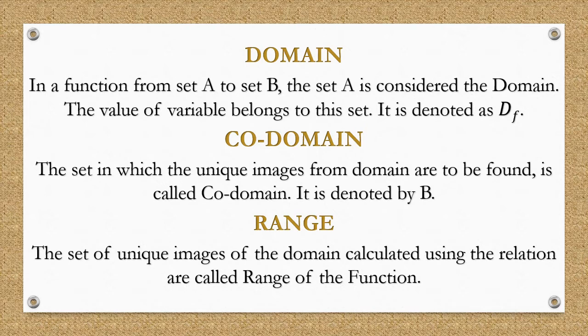So domain is the set from which I take values. Codomain is the set in which I must get my values, and range is the set of answers or images which I get by taking the values of domain and putting it into the equation. Let's take an example to clarify this.